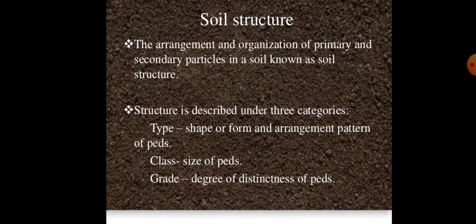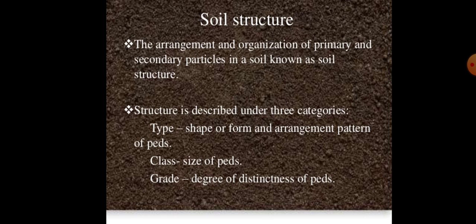Then soil structure: the arrangement and organization of primary and secondary particles in a soil is known as soil structure. So structure is described under three categories. First one is type, class and grade. Type is the shape or form and arrangement pattern of peds, class is the size of peds and grade is the degree of distinctness of peds.